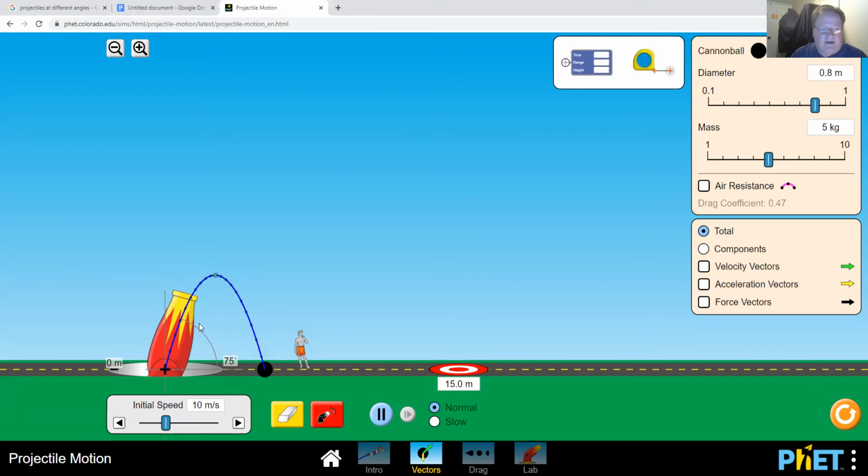Okay. Let's keep that same speed, 10 meters per second, no air resistance. And again, I'm going to fire at 10 meters per second, and I can see it goes a little bit further. Now, what are you predicting here? Based upon the diagram that we just looked at, what's going to happen at 45?